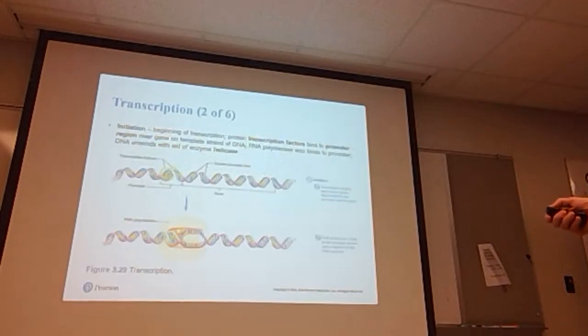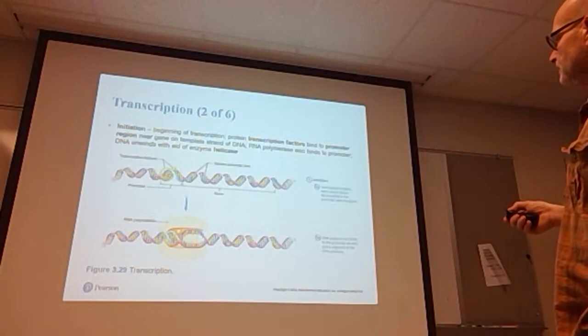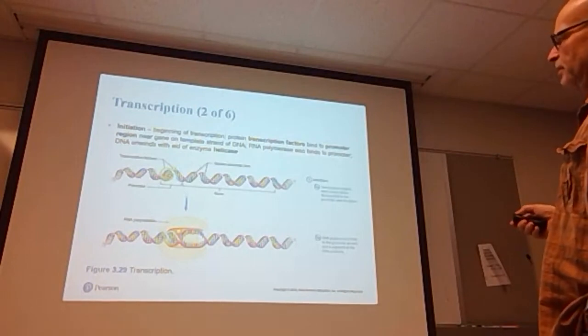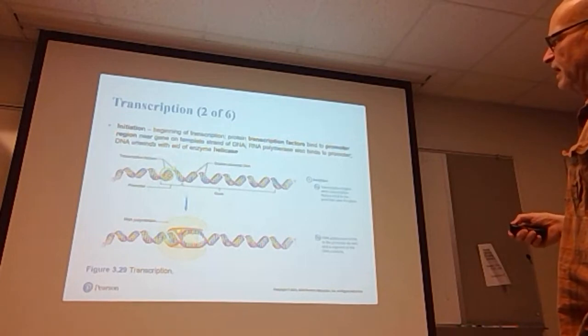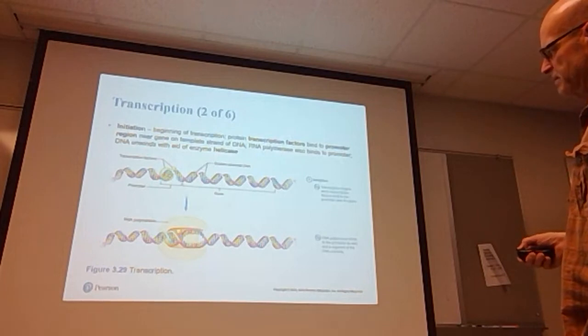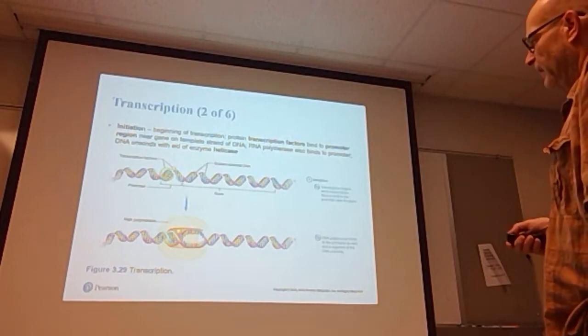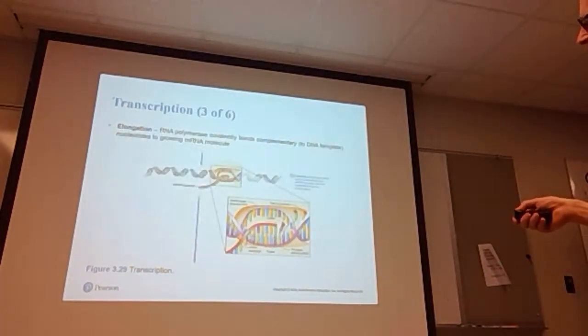So initiation, the beginning of transcription. Protein transcription factors bind to the promoter region near the gene on the template strand of the DNA. So here's my template strand. You see it's going to open up. RNA polymerase also binds to the promoter, and DNA unwinds with the aid of DNA polymerase. So you have the transcription factors and the promoter attached here. They start to work. The two DNA strands open, and the RNA polymerase starts to do its job. And here is the new transcript being formed on this side of the DNA.